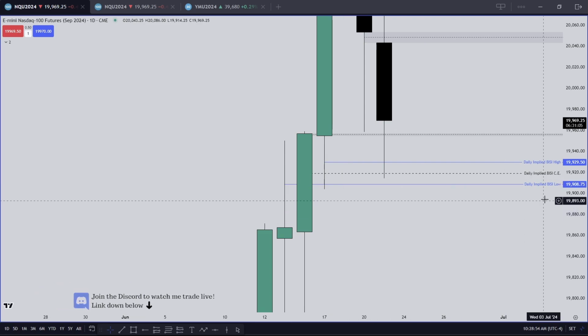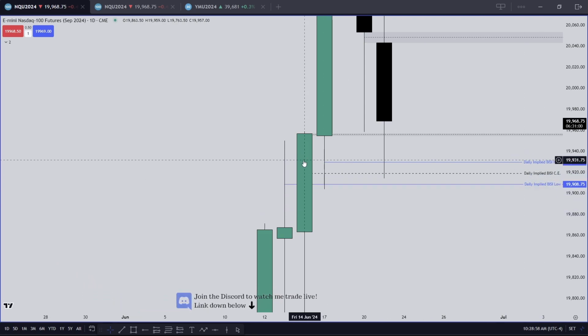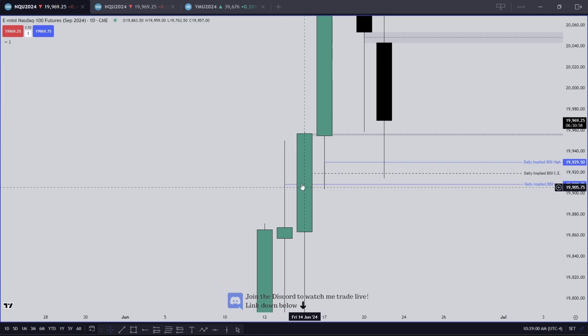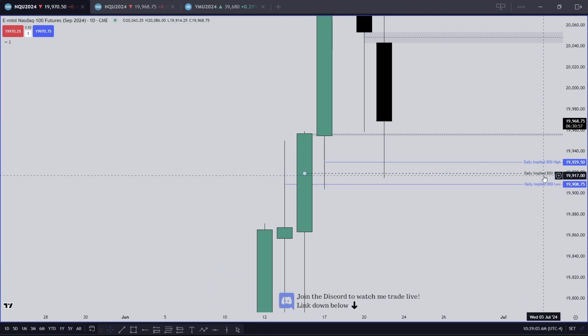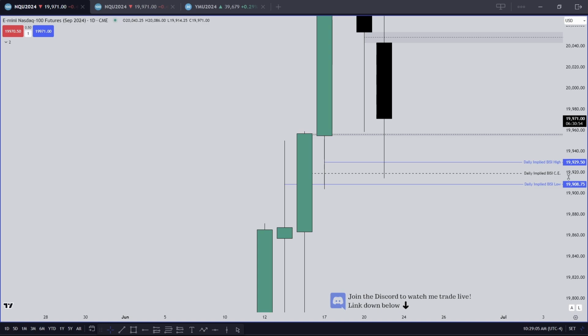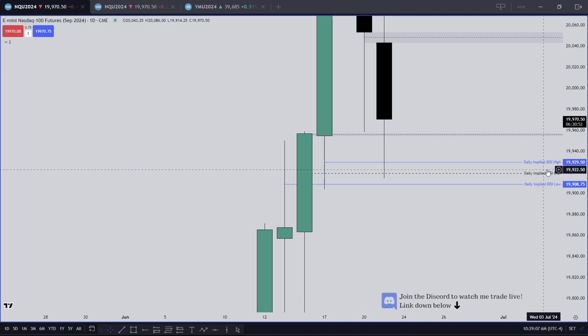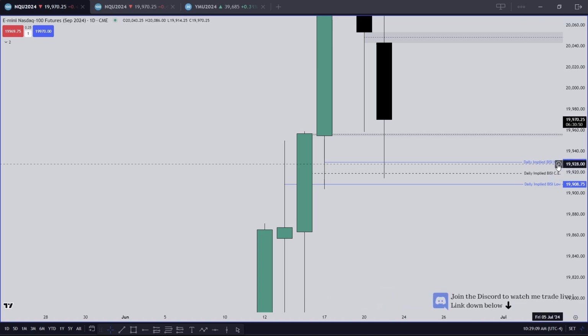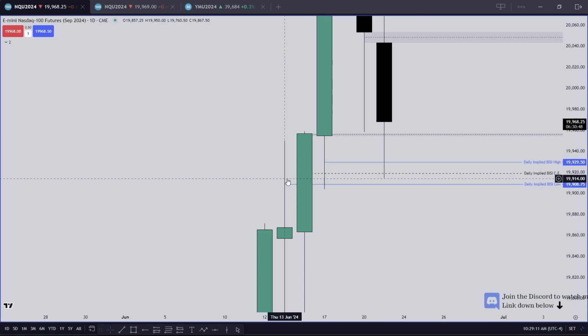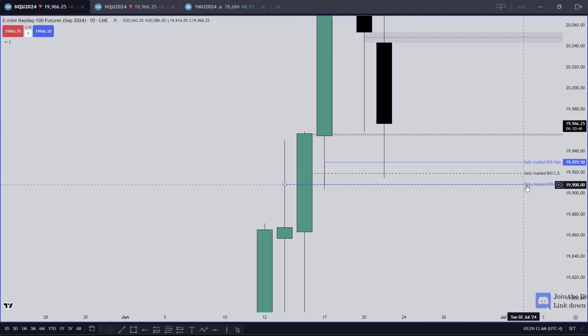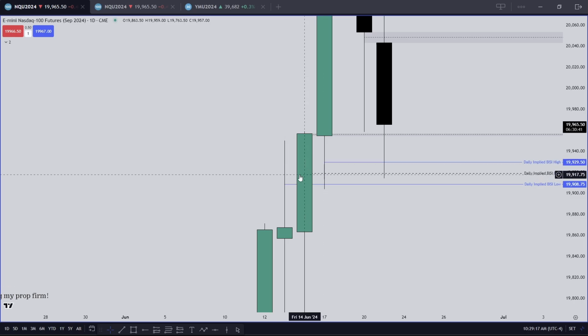And I have it labeled daily implied BISI, because this is a buy side imbalance, sell side inefficiency, just like if this was a regular fair value gap. Okay, daily implied BISI consequent encroachment. That's what you see me label here. Daily implied BISI high, because this is the high of this implied fair value gap. Daily implied BISI low, which is the low. So that's all it is.